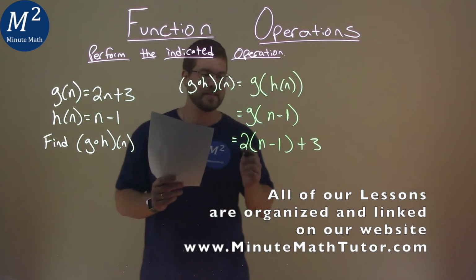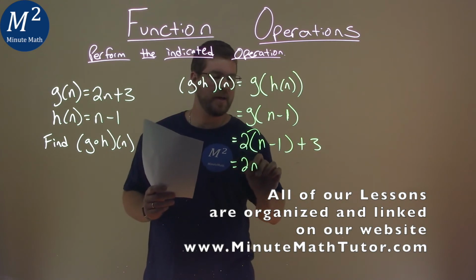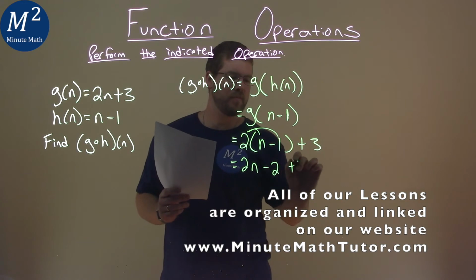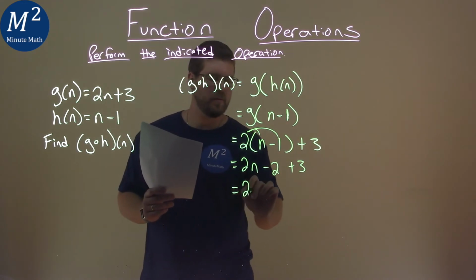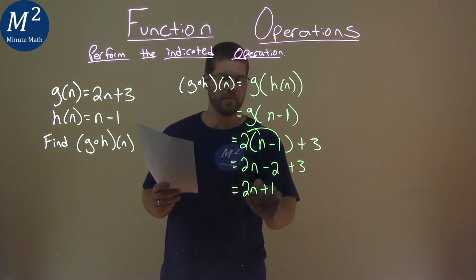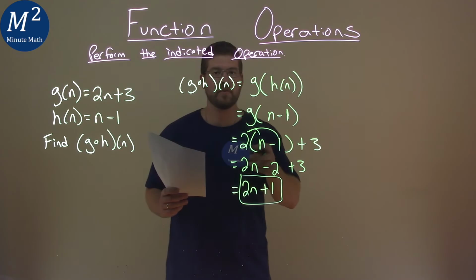Now we need to simplify. Distribute the 2, and we have 2n here, and 2 times a negative 1 is a negative 2, and then we have a plus 3. Well, 2n here, combine our like terms. Negative 2 plus 3 is a positive 1. And so my final answer here is just 2n plus 1.